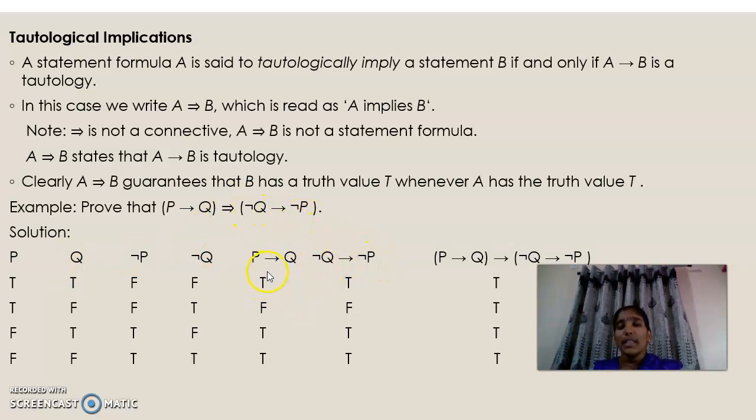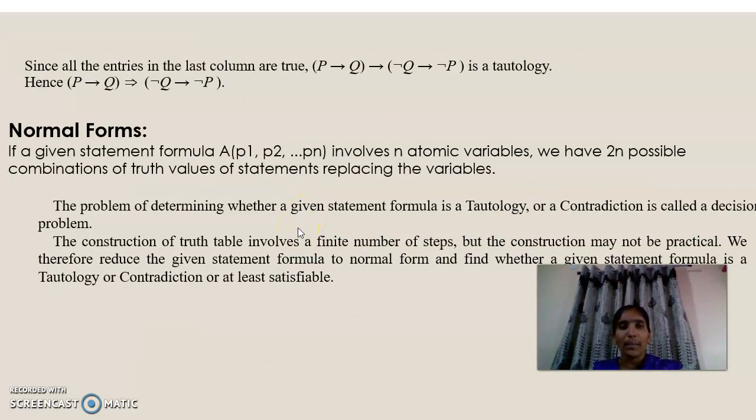The truth values of P conditional Q are true, false, true, true, and the truth values of negation Q conditional negation P are true, false, true, true. Then you have to find A conditional B. Here the truth values are all true. So the given formula tautologically implies negation Q conditional negation P. This is the tautological implication.